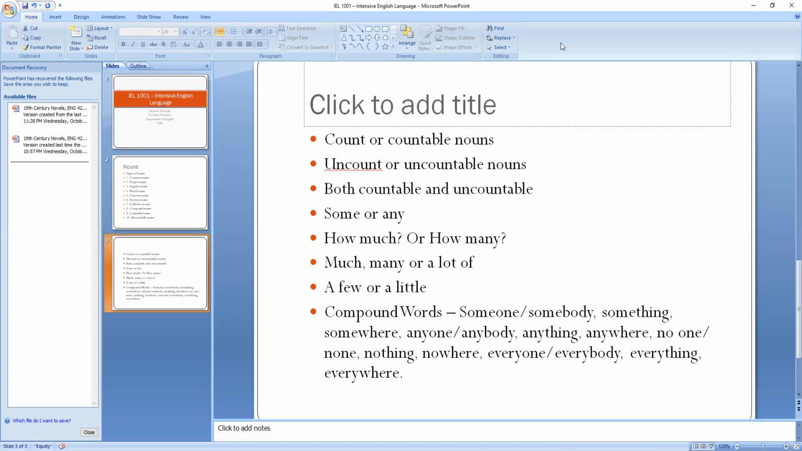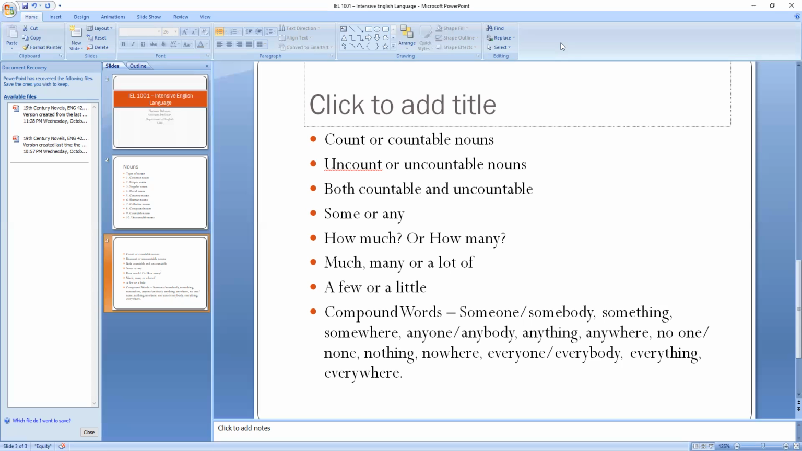Now we go to how much and how many. We know how much goes with uncountable nouns and how many goes with countable nouns. How much butter do we need? Butter is uncountable, so we can use much with it. Then how much do you earn? This is also uncountable.